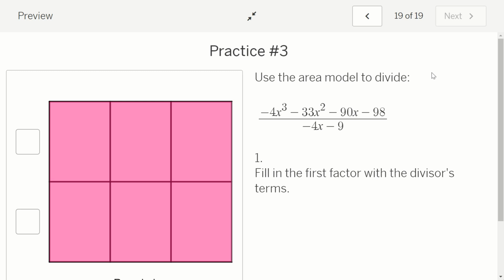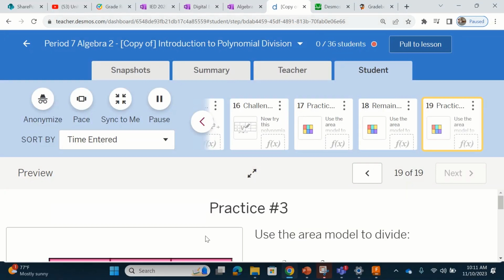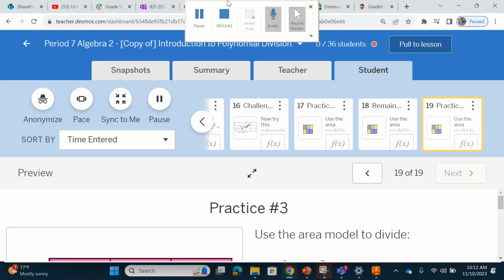But there you go. There is our lesson on polynomial division with the area model. And as always, let me know if, when, whatever questions you have and what you want to go over, okay? And I will do everything I can to help you out.